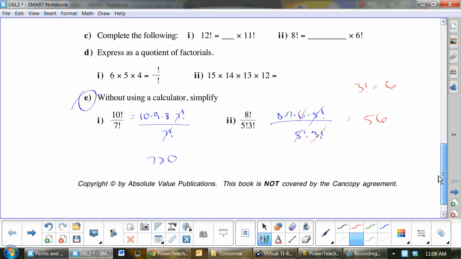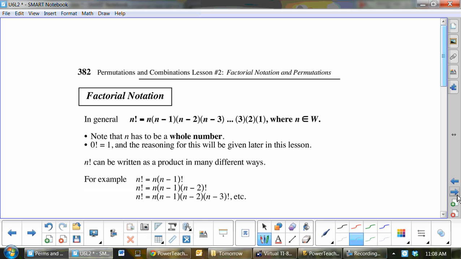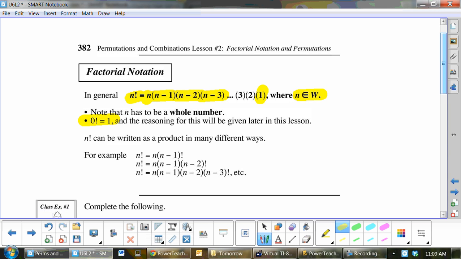Now, here is the rule: if you have n factorial, it means n times n minus 1 times n minus 2 times n minus 3, all the way to 1. It always finishes with 1. And the n's must always be whole numbers, okay? And 0 factorial equals 1. You need to know that. 0 factorial always means 1. And I can prove it later if you like. We'll see how time goes.